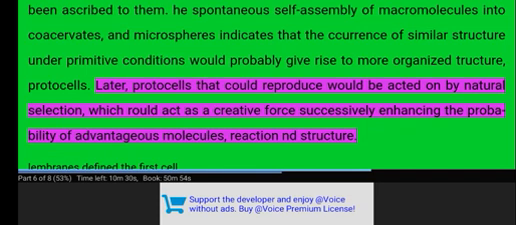Later, protocells that could reproduce would be acted on by natural selection, which would act as a creative force, successively enhancing the probability of advantageous molecules, reactions and structures.